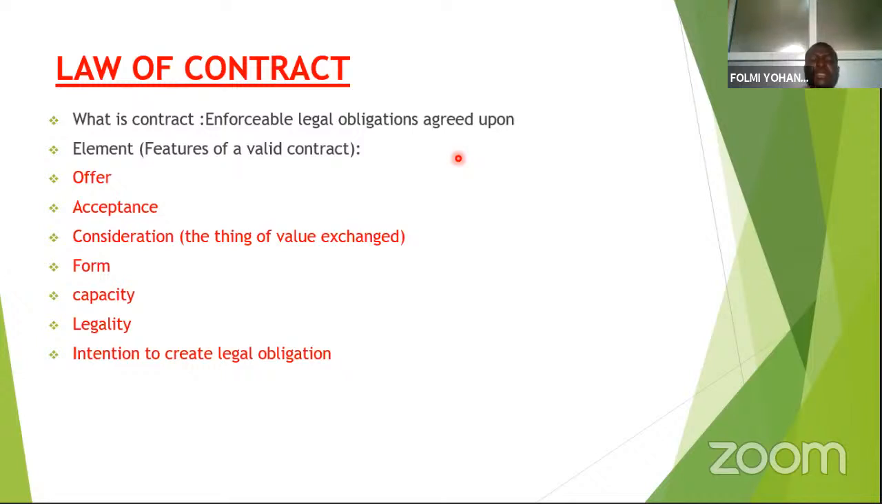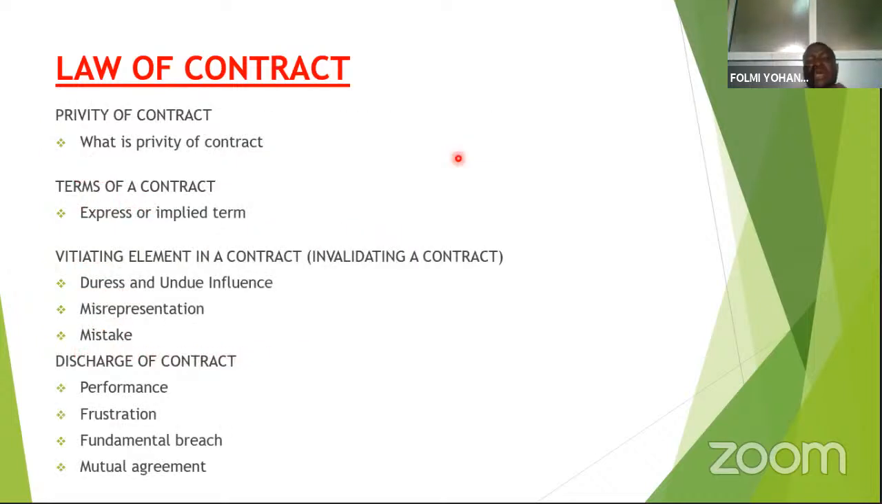Then the intention to create legal relations, there must be intention by parties. There must be consensus. There must be agreement by parties that yes, we want to go into contract willingly. It must not be something that influences parties to go into that contract. Then we have privity of contract. So the next thing we will discuss is privity. Privity of contract simply means only parties to a contract can sue on a contract.